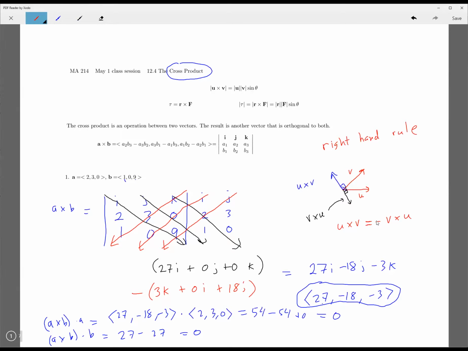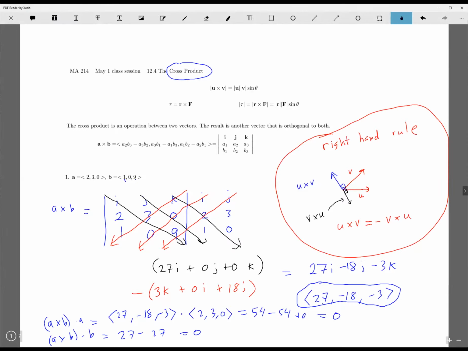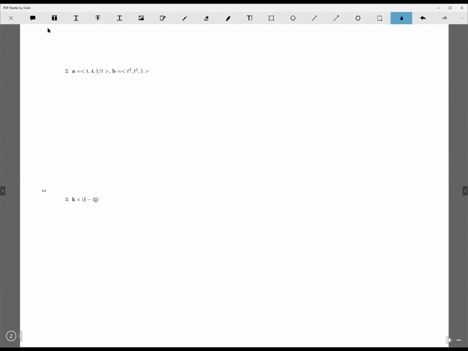Okay. So that's just an aside about the right-hand rule. Okay, so let's move on. We'll have more cross products to take.